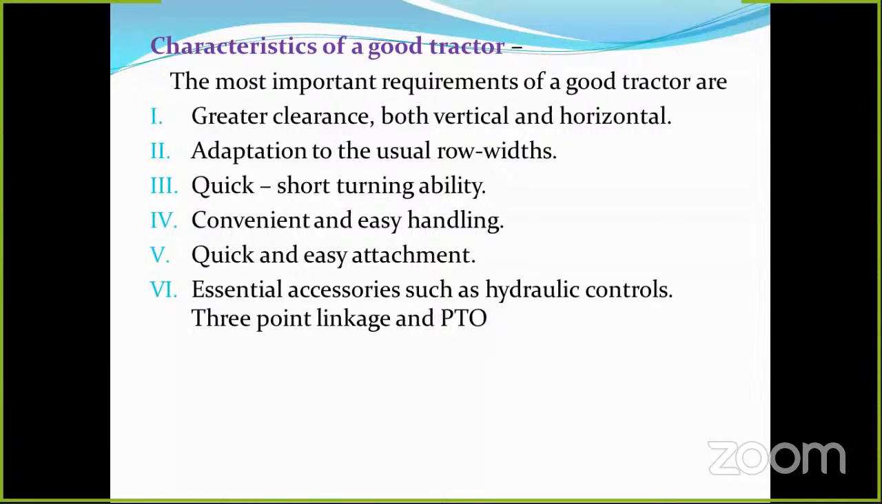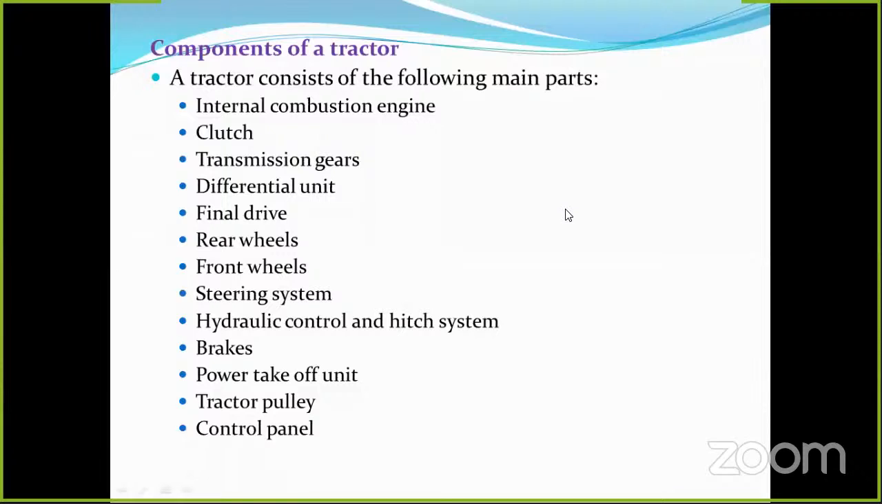Okay. Essential accessories such as hydraulic control and three-point hitch linkage system. Next, components of tractors. What are the different components? First of all, IC engine, clutch, transmission gear, differential unit, final drive, rear wheels, front wheels, steering system, hydraulic control and hitch system, brakes, PTO unit, tractor pulley, and control panel. About these components we will discuss in a later class.